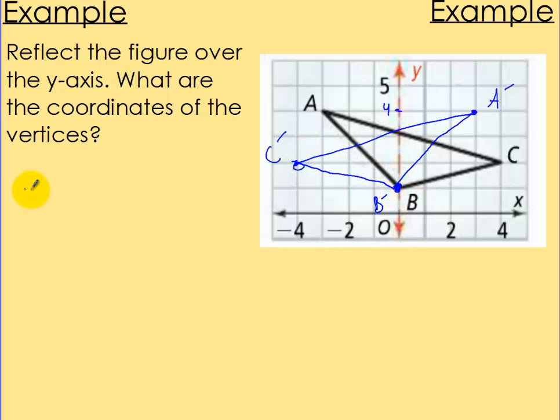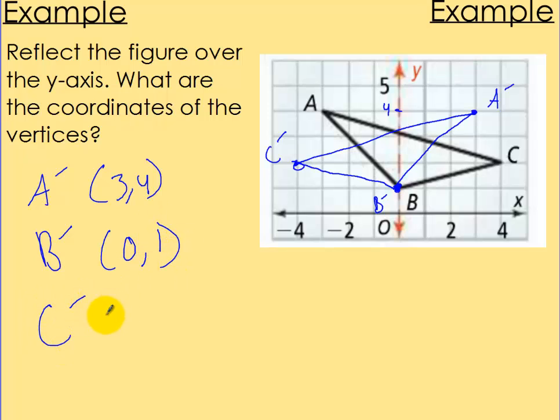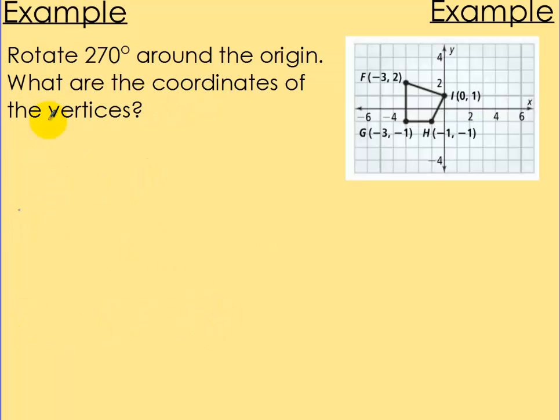So perfect. And the coordinates of each of those vertices: A prime is going to be at 3, 4. B prime is going to be at 0, 1. And C prime is going to be at negative 4, positive 2. We got one more. Pause the video.